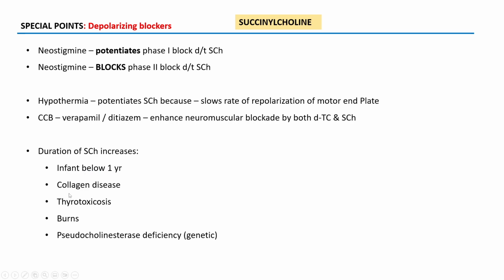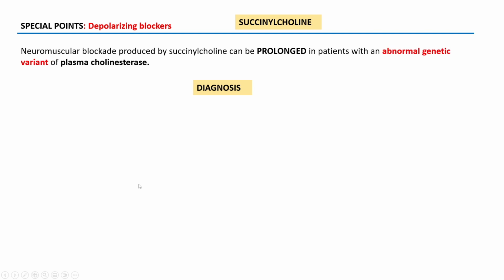Infants below 1 year, collagen diseases, thyrotoxicosis, burns, as well as genetic variant individuals who have pseudocholinesterase deficiency, that is, atypical pseudocholinesterases. Coming to the diagnosis, a special point: neuromuscular blockade produced by succinylcholine can lead to prolonged respiratory difficulty or problem due to succinylcholine apnea in individuals with an abnormal genetic variant of plasma cholinesterase.